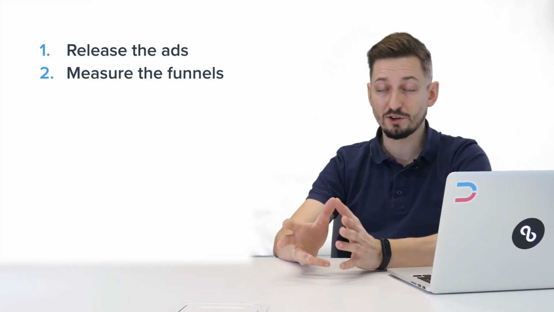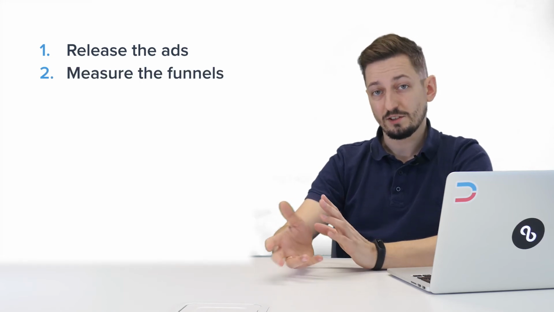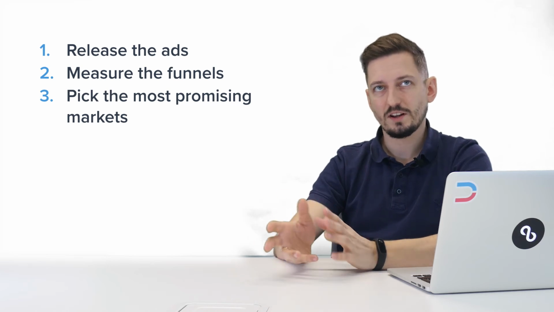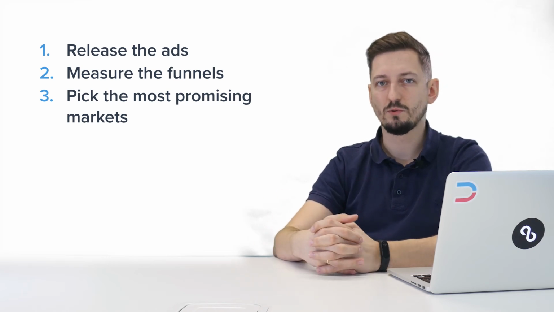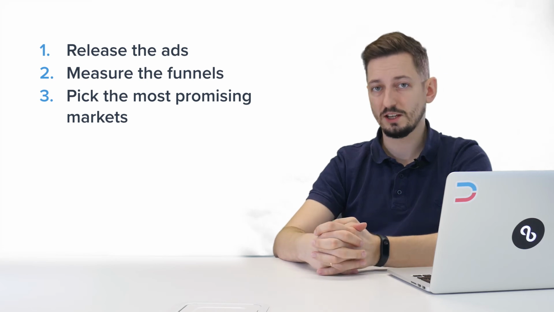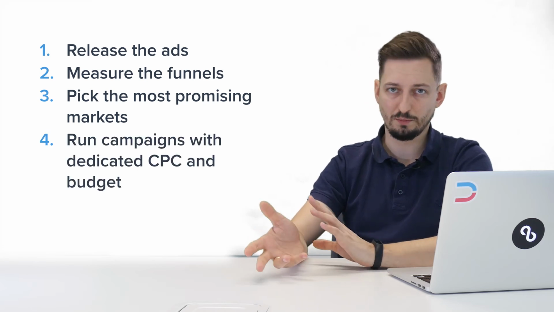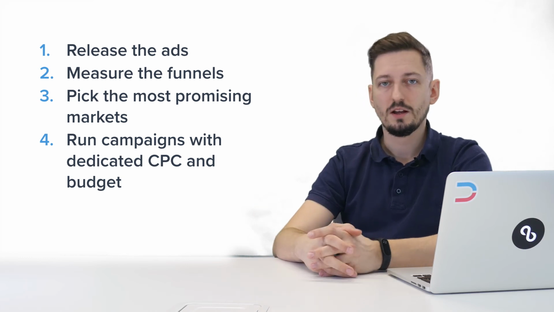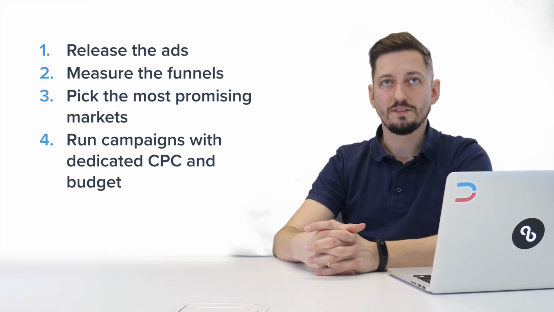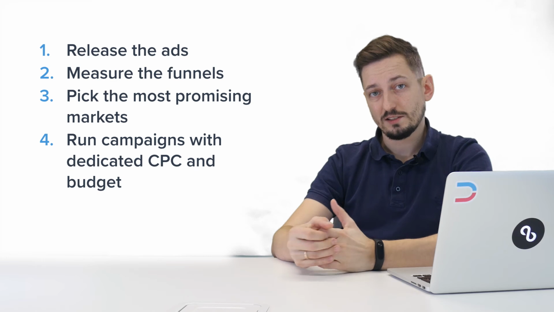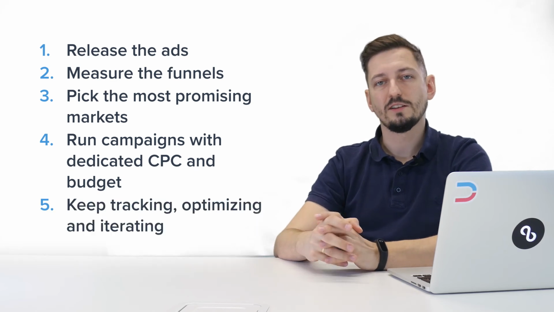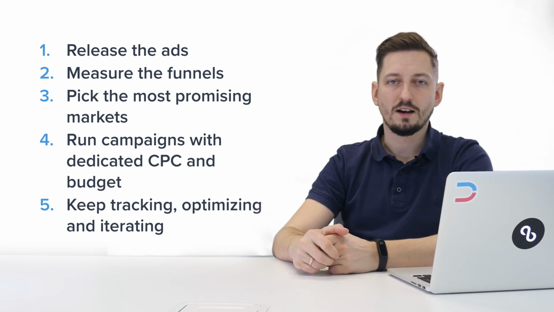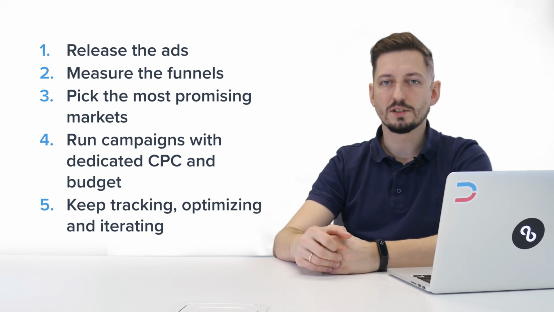So the second step is measuring the funnels. After that, pick the most promising and effective funnels. So if a specific country runs for you well, stick to it and determine what's the budget that you can spend, optimize the CPC, so you could get the most out of this funnel. After that, just keep tracking your funnels across different markets. Try to optimize the stakes and the budget, and just iterate the process.